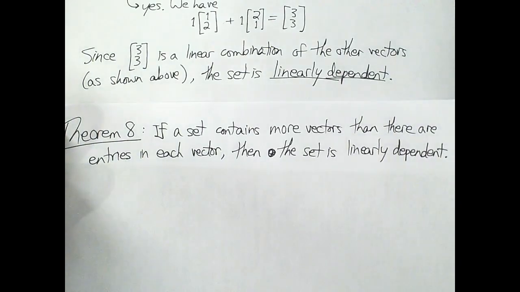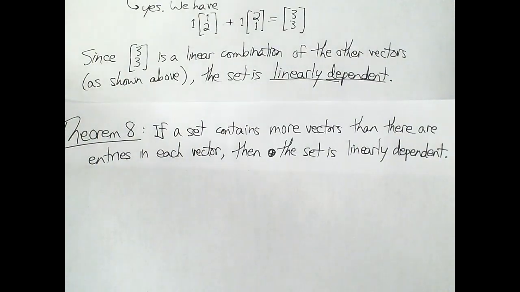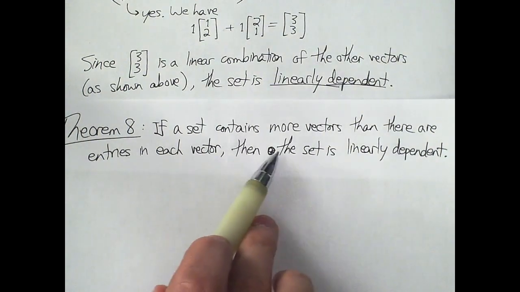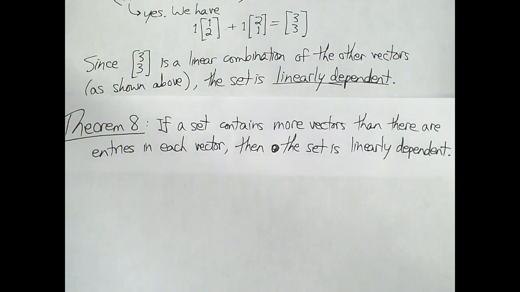All right. So let's prove this. This is saying that if you have a lot of vectors, it doesn't even have to be a gigantic set. What if you have 3 vectors, but there are only 2 entries in each vector? By Theorem 8, that means the set is linearly dependent.